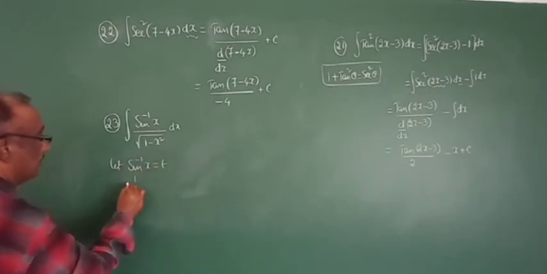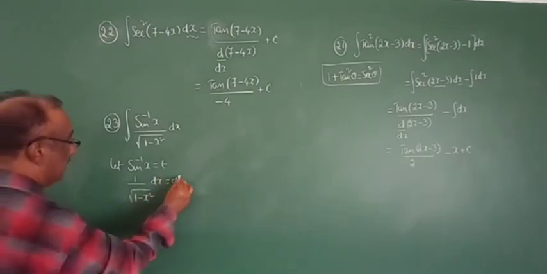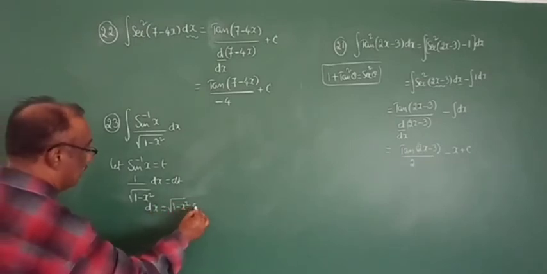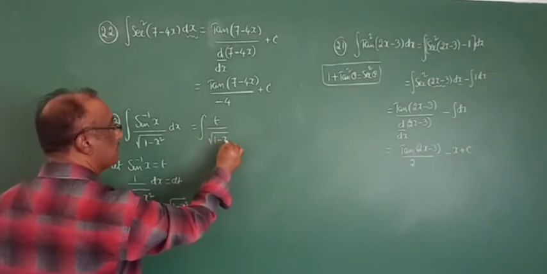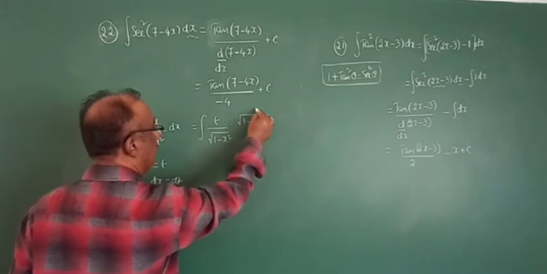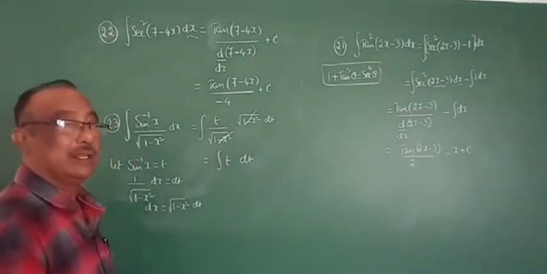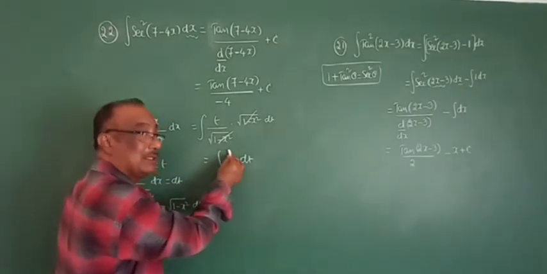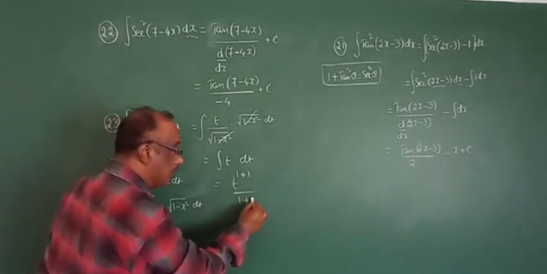Its derivative is 1 by root over 1 minus x square into dx is equal to dt. So dx is equal to root over 1 minus x square into dt. Sine inverse x is t, by root over 1 minus x square, into dx which is root over 1 minus x square into dt. Both are cancelled. Integral of t with respect to t. T is positive with power 1. Therefore, by the x power n formula, t power n plus 1 by n plus 1, plus c.